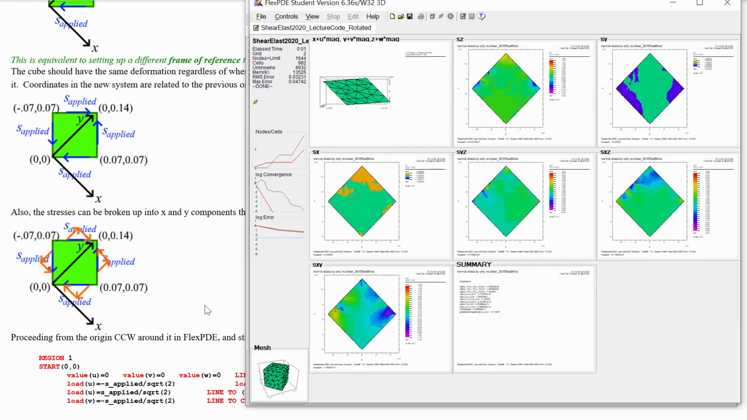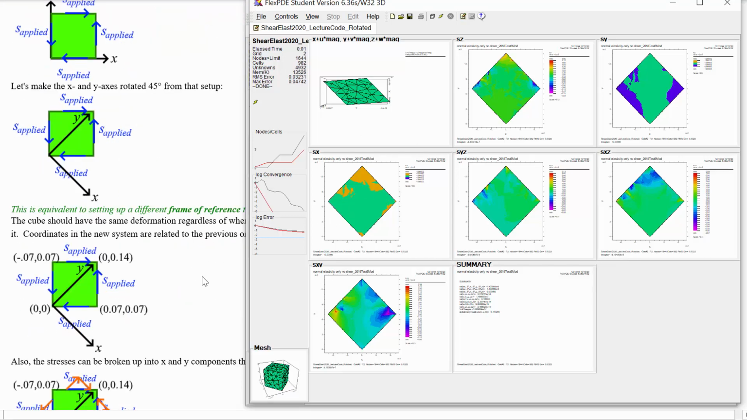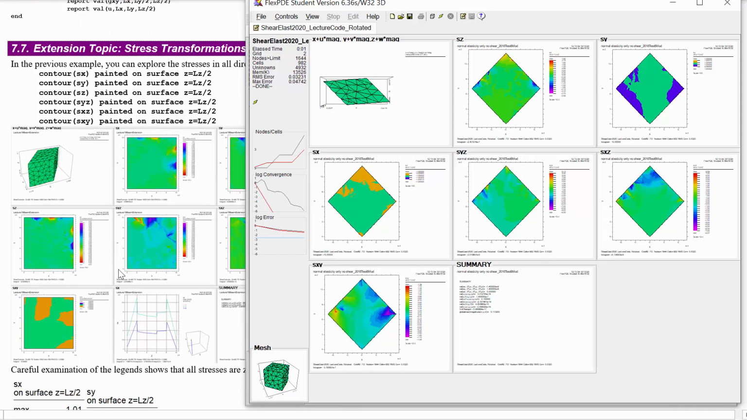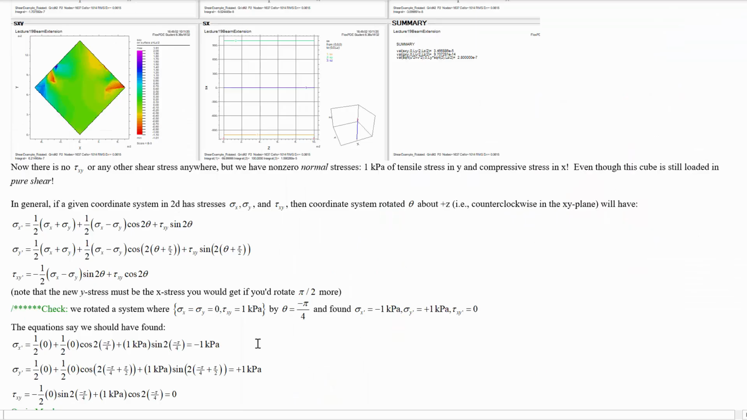Wow. So this means that the shear stress we were applying in this pure shear static equilibrium case is actually totally equivalent to a pure tensile Y stress and pure compressive X stress if we rotate our frame of reference by 45 degrees. So if we look at the thing from a different frame of reference, what was pure shear in one direction is actually just tensile and compressive in another direction.